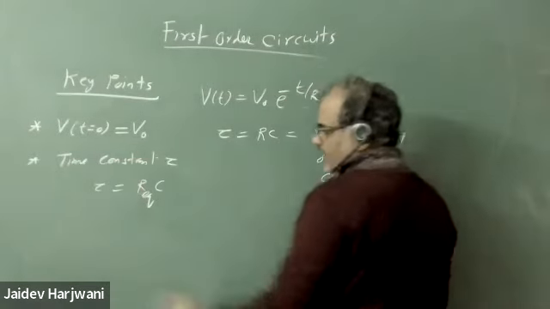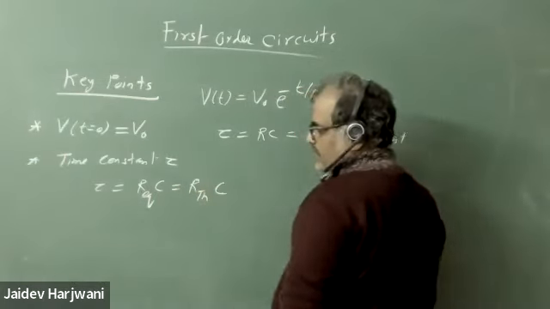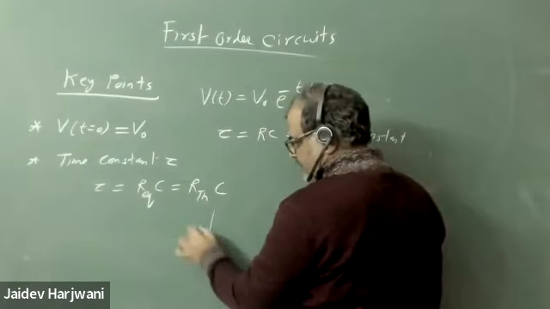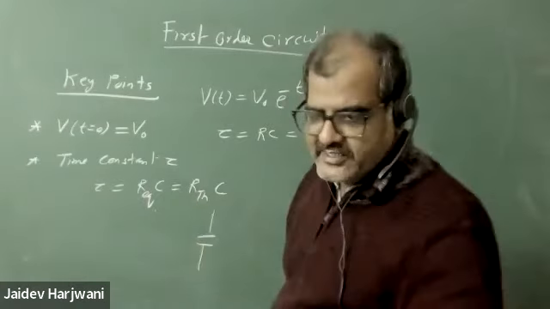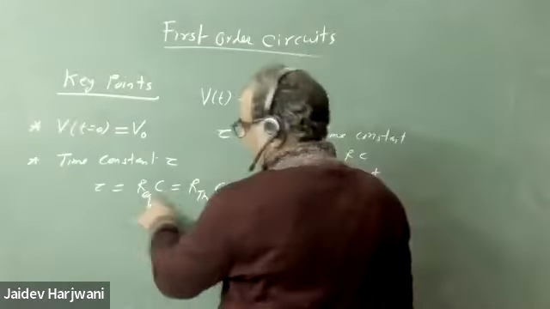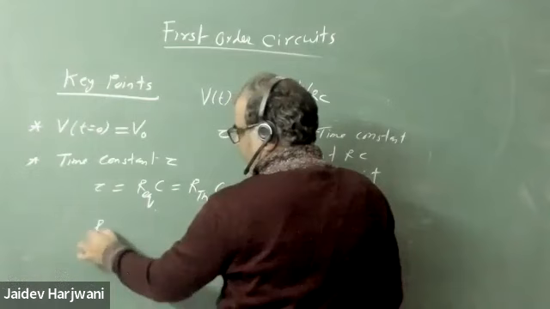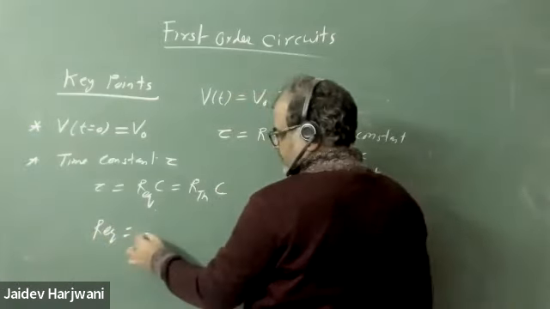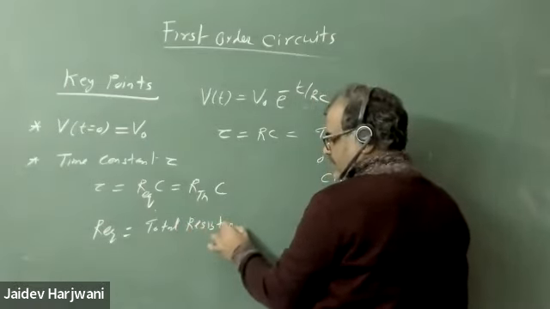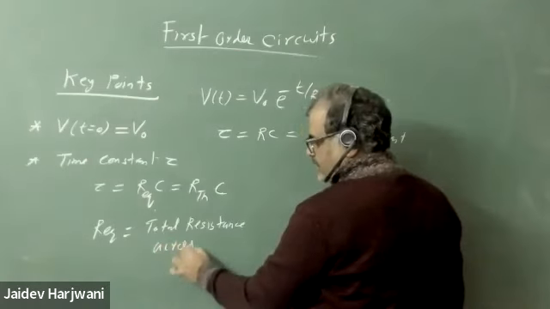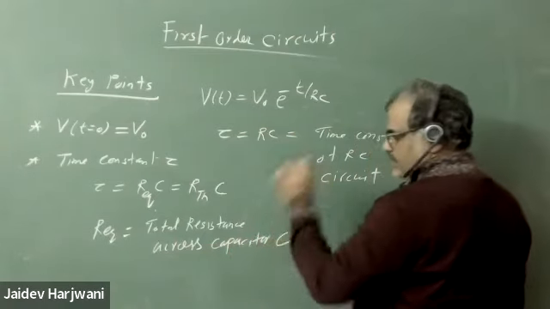In order to calculate R equivalent, you need to find R Thevenin across C. So suppose you have a capacitor given, you just need to remove this capacitor and find the equivalent resistance across it. If you know the capacitance value, immediately you can find tau. So let me write here what is R equivalent. R equivalent is the total resistance across capacitor C.